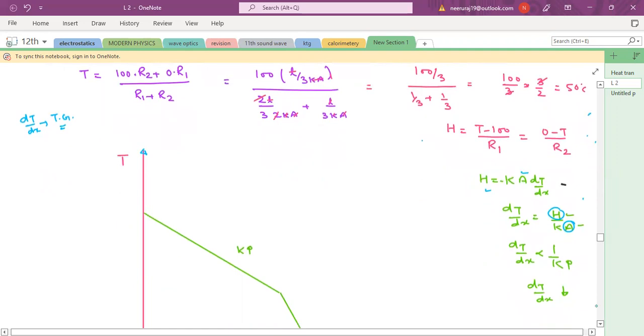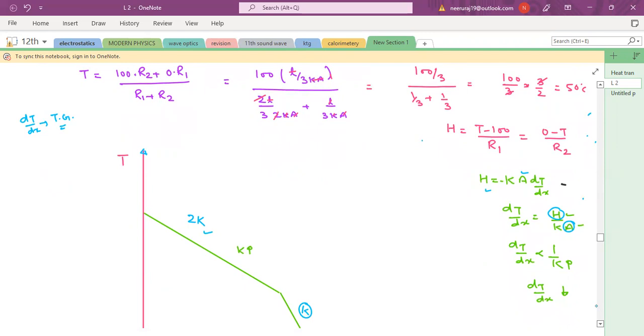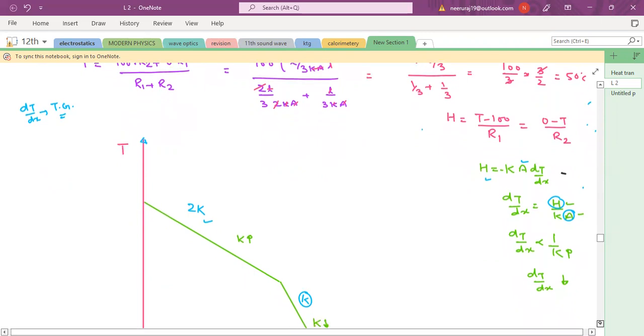Okay. So if you see in the first one, in the first rod, K is 2K. This is 2K and this is actually K. So this will have less slope, less inclination, and this second one has the higher inclination.